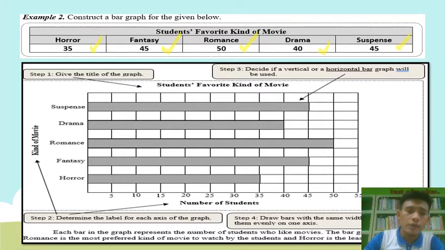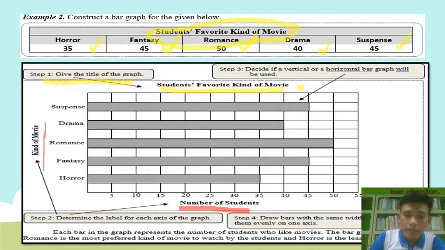So, first step is we need to give the title of the graph. The title of the graph, as you can see, is found here: the students' favorite kind of movie. That will be our title. Step 2. Determine the label of each axis. For our x-axis, we name it the kind of movie, because horror, fantasy, romance, drama, and suspense are kinds of movies. Then, our y-axis is the number of students who like those movies.